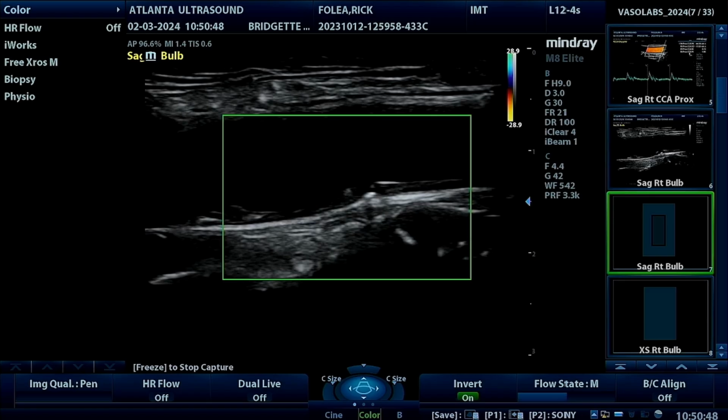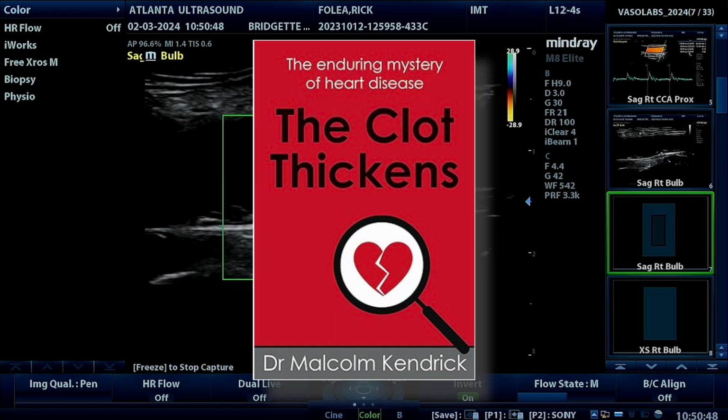If you want to learn more about what causes the arterial damage and the plaque that forms in response to it, check out the book The Clot Thickens by Malcolm Kendrick. I think he really nails it.